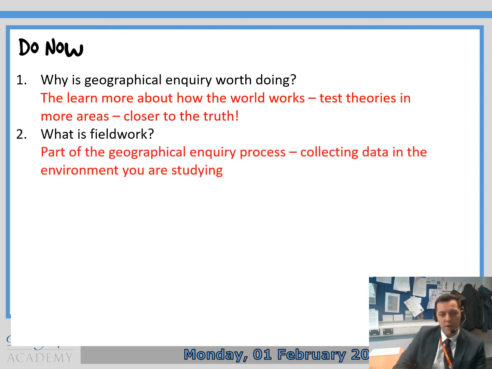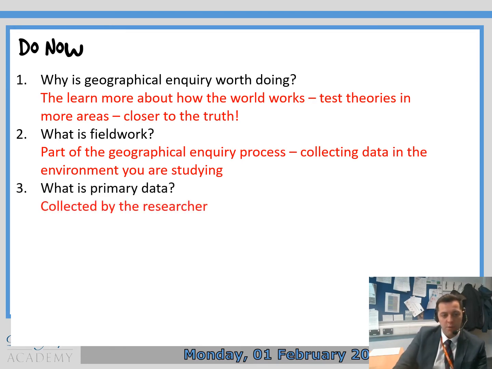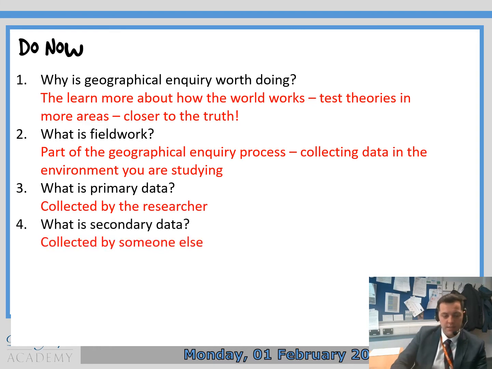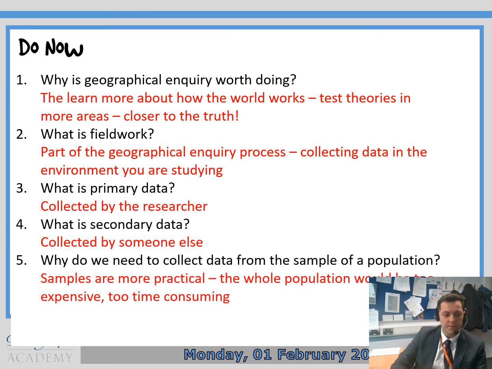Fieldwork is part of that overall geographical inquiry process, which is basically collecting data in the environment that you are studying. All right, collecting data in the field. That might be a city, it might be a river, it could be a whole host of things. Primary data is collected by the researcher, secondary data is collected by someone else, and we have to sample.